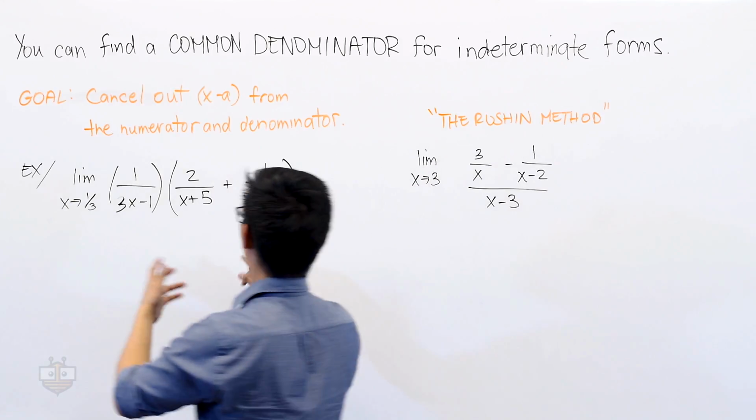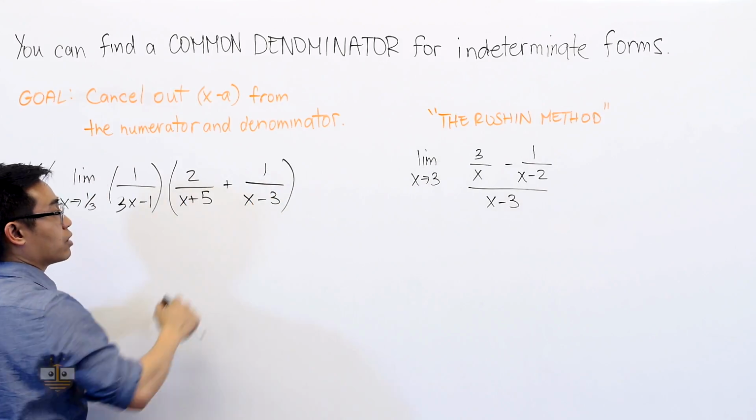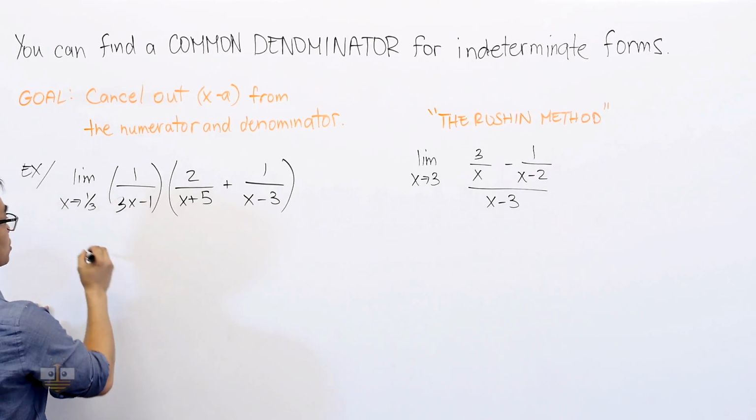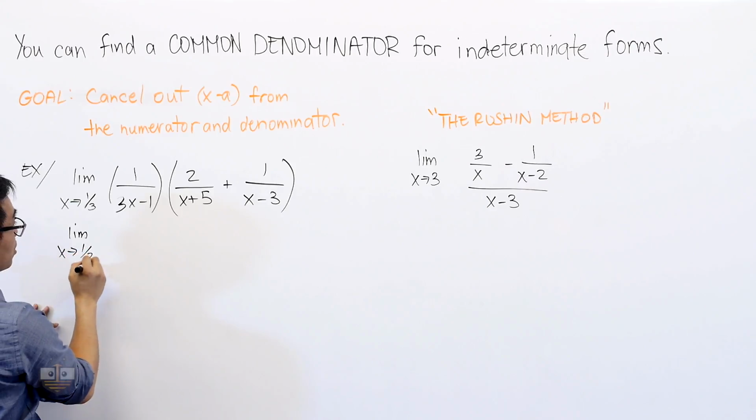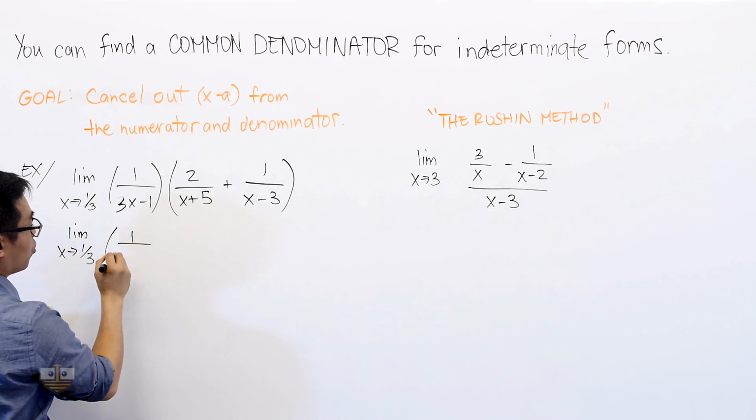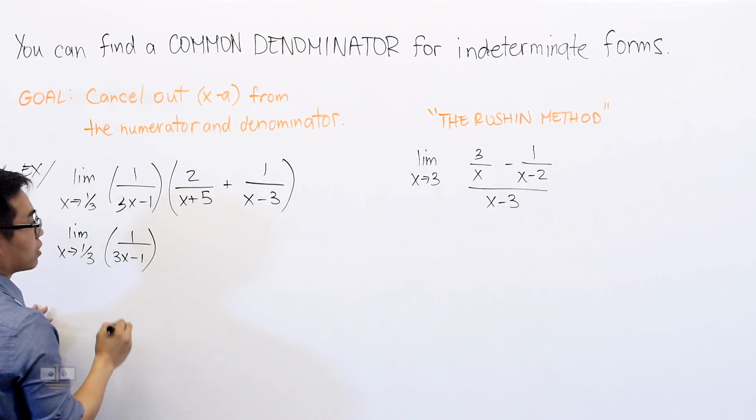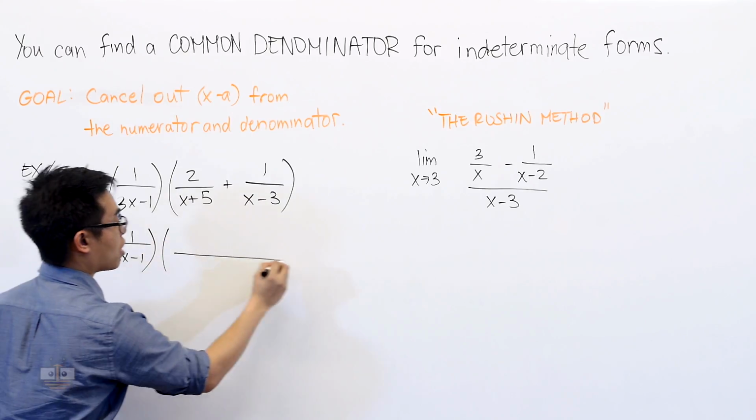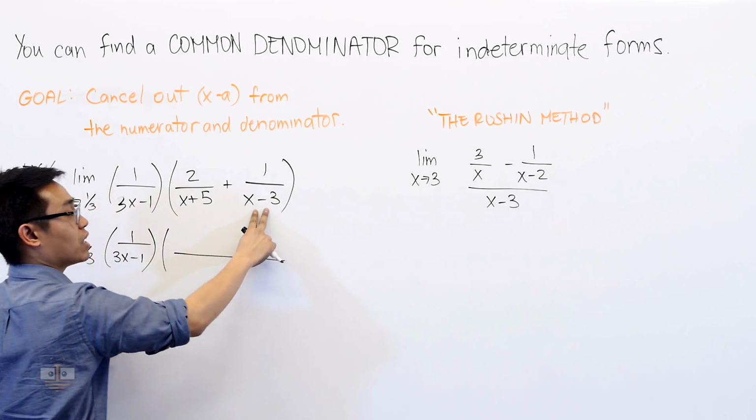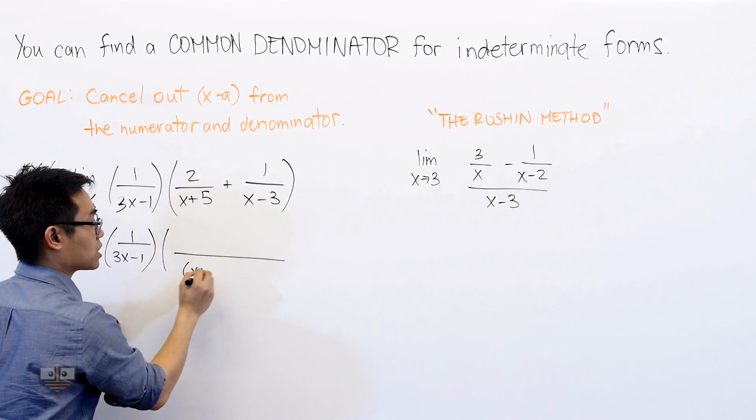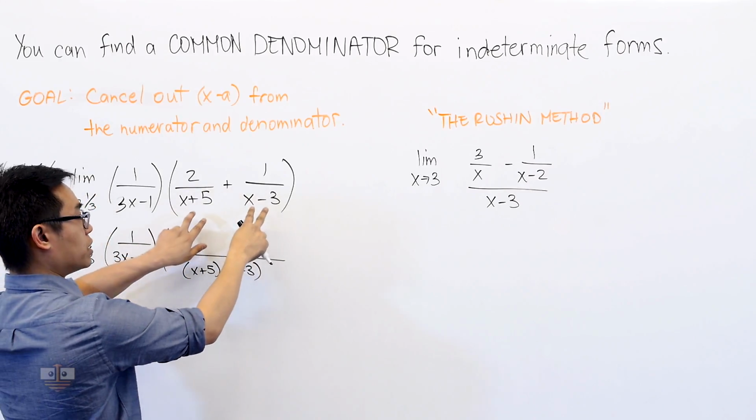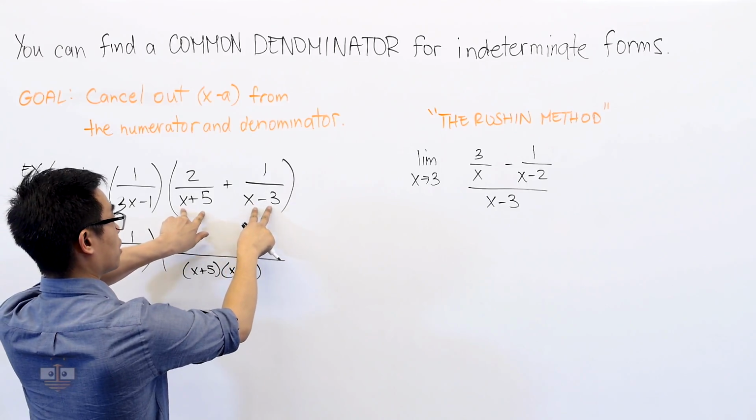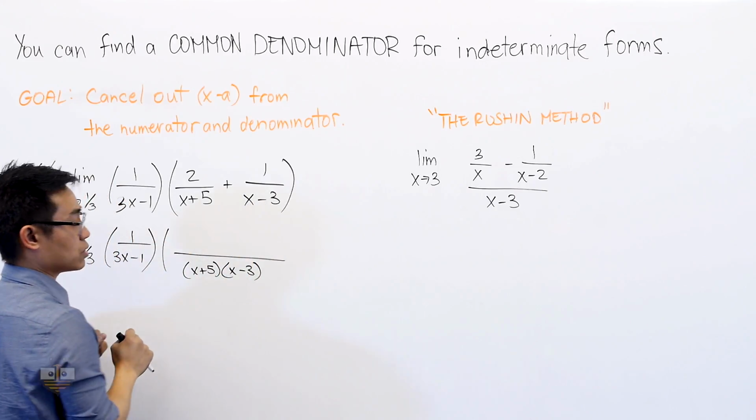So we can find a common denominator here. Of course, when we add fractions, that's what we're supposed to do. We'll recopy the limit because we are not substituting in yet. We get 1 over 3x minus 1. We'll keep that on the outside. Then, what's the common denominator between x plus 5 and x minus 3? That's just x plus 5 times x minus 3. You need both factors in there. A common denominator is the denominator that both denominators can go into.